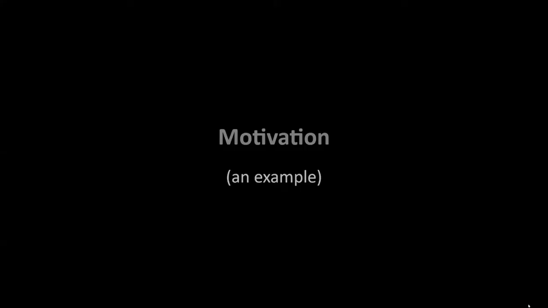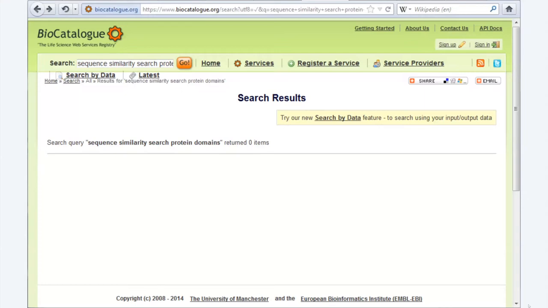So just one example. This screenshot is from BioCatalog, which was a registry of life scientific web services back in the day. And in 2014, when I tried to search for some tool, this is what happened. So let's imagine that I wanted to search for sequence similarity search within protein domains. And I wasn't sure what the phrase to type in the search word would be. So if I type sequence similarity search protein domains, it would return zero results, although there actually were some tools doing exactly that.